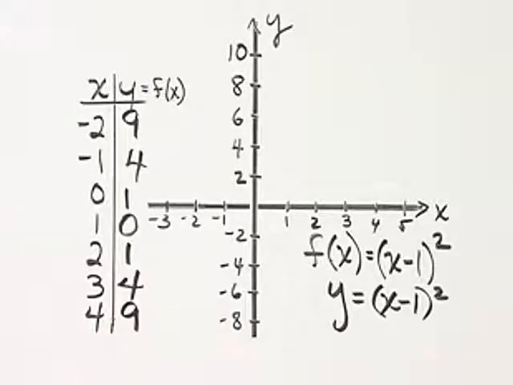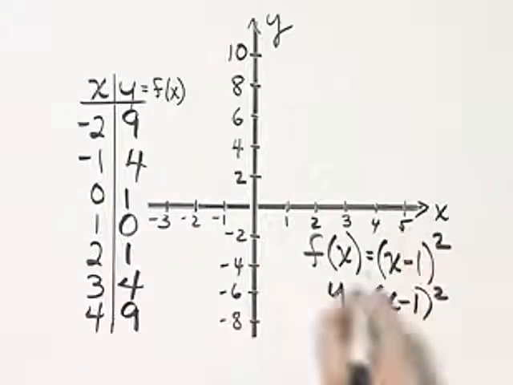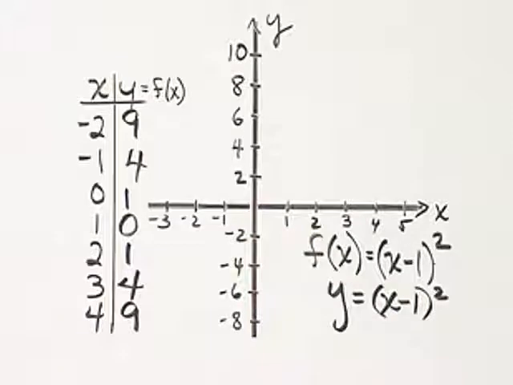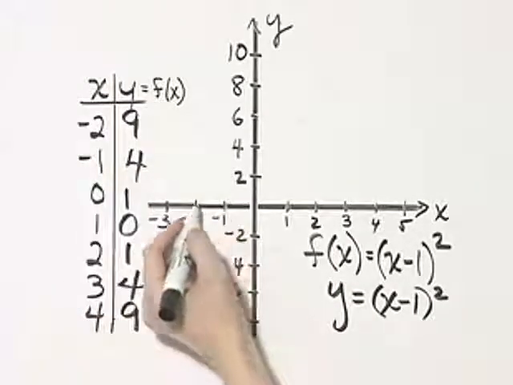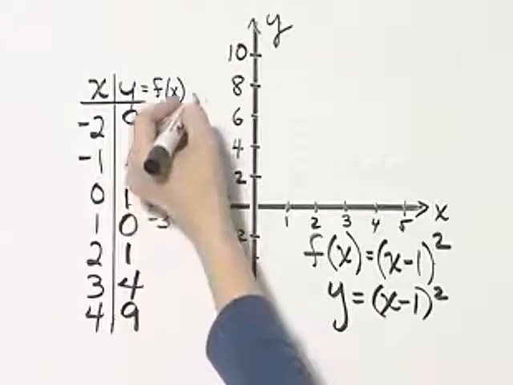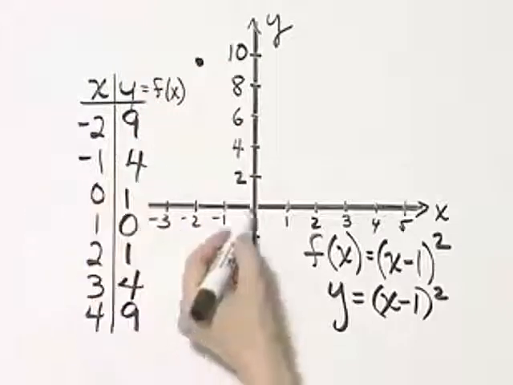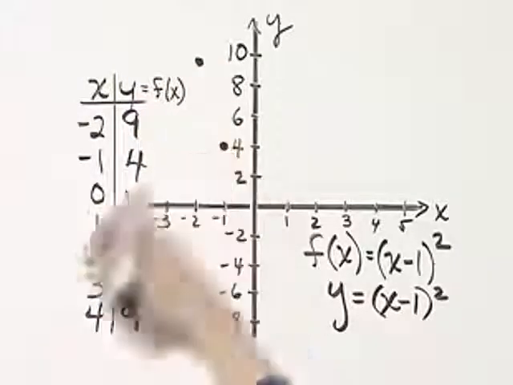Now let's plot these ordered pair solutions. Notice how I've labeled my tick marks. Here they are 1 unit. Here along the y-axis, each tick mark represents 2 units. So make sure you are aware of that. Negative 2, 9, that's 2 to the left, and then 9 up. 2, 4, 6, 8, a little bit more, 9. Negative 1, 4, 1 to the left, and then 1, 2, 3, 4 up.